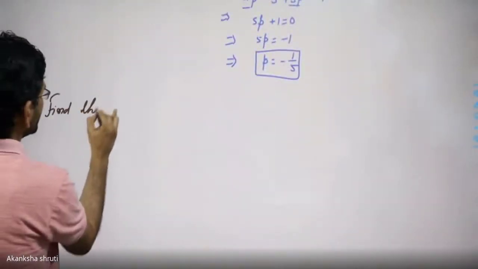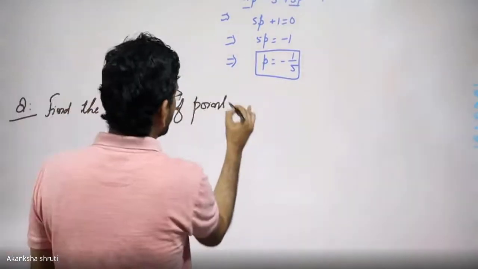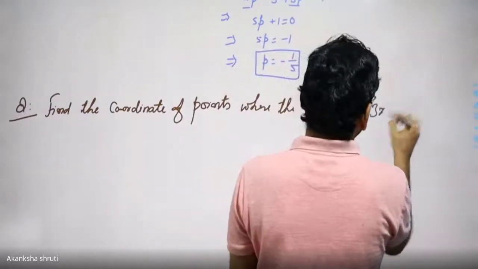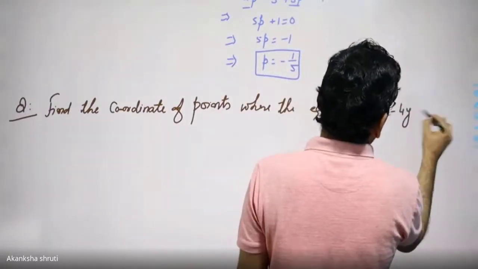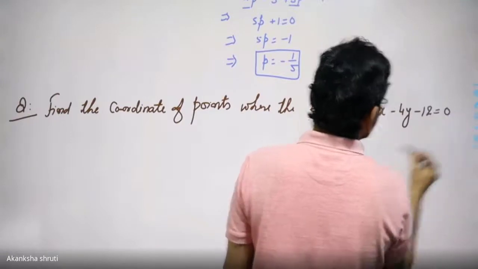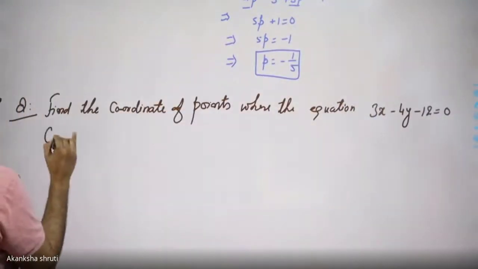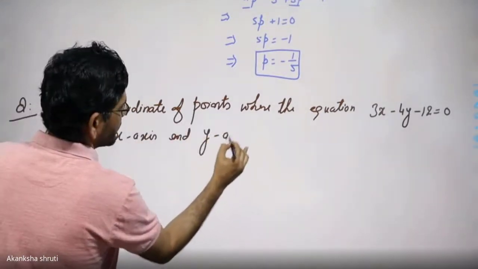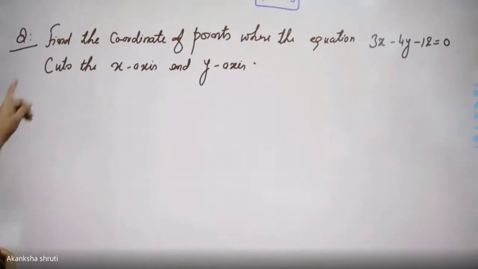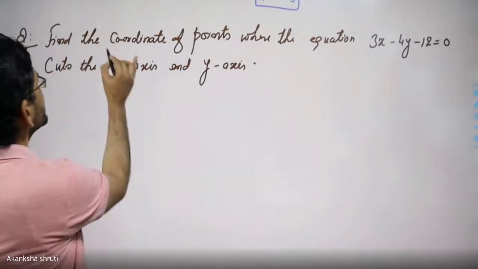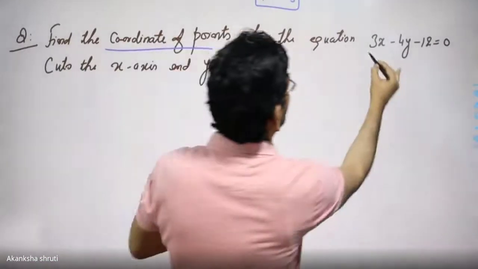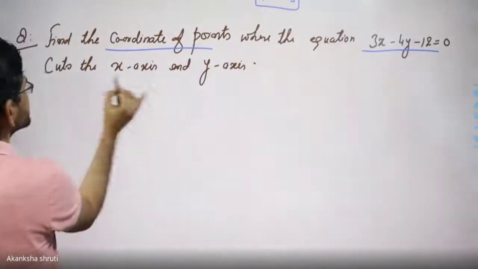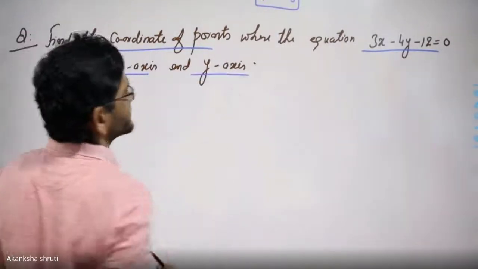Students, find the coordinates of the point where the equation, let us consider 3x minus 4y minus 12 equals 0, cuts the x-axis and y-axis. Students, our next question is, we have to find the coordinates of the point where the equation 3x minus 4y minus 12 cuts the x-axis and y-axis.